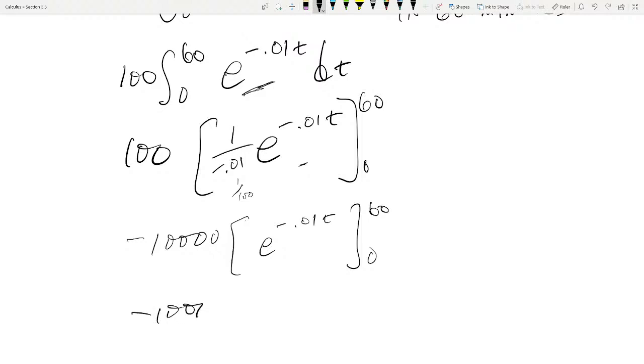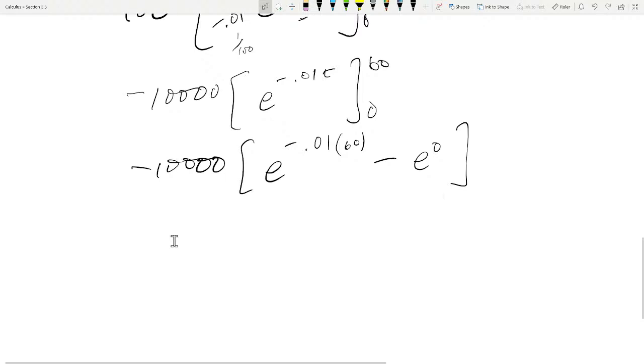So I have minus 10,000 times e to the minus 0.01 times 60, minus e to the 0. Let's just put it in like this.